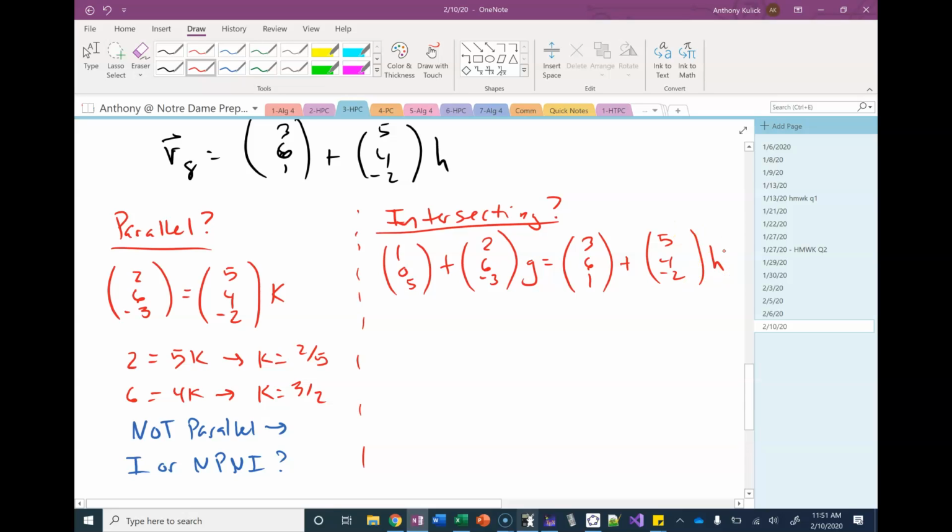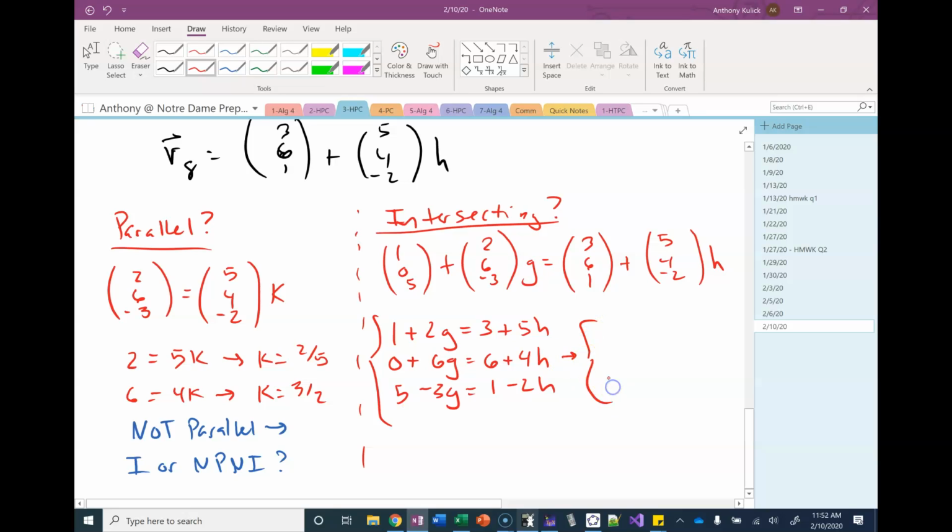So I did that. And this is going to create a system of 3 equations. So the first equation is 1 plus 2g equals 3 plus 5h. 0 plus 6g equals 6 plus 4h. And 5 minus 3g equals 1 minus 2h. Okay there?